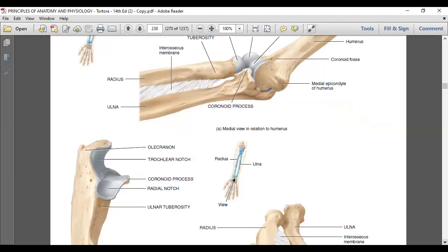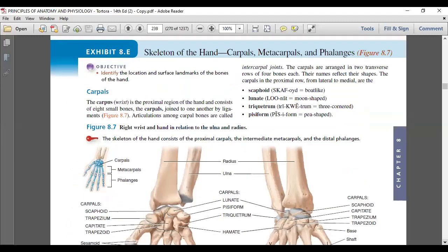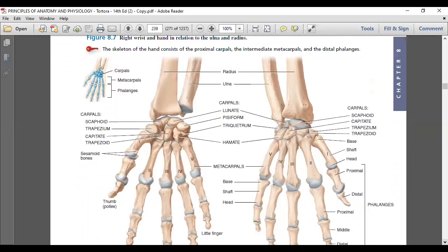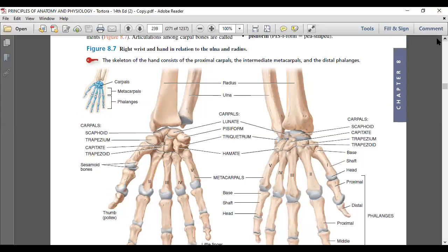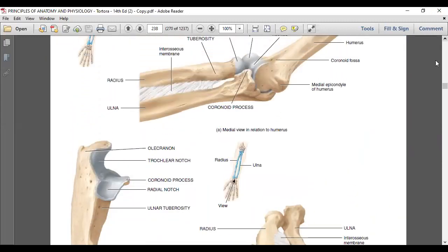Okay. Wait. I'm going faster, I'll stop. Yes, these are the carpals. I'm not giving you time, isn't it? Take a screenshot, so that the carpals, metacarpals and phalanges are shown clearly there. The interosseous membrane we mentioned, you can see in the previous diagram. This is the interosseous membrane.